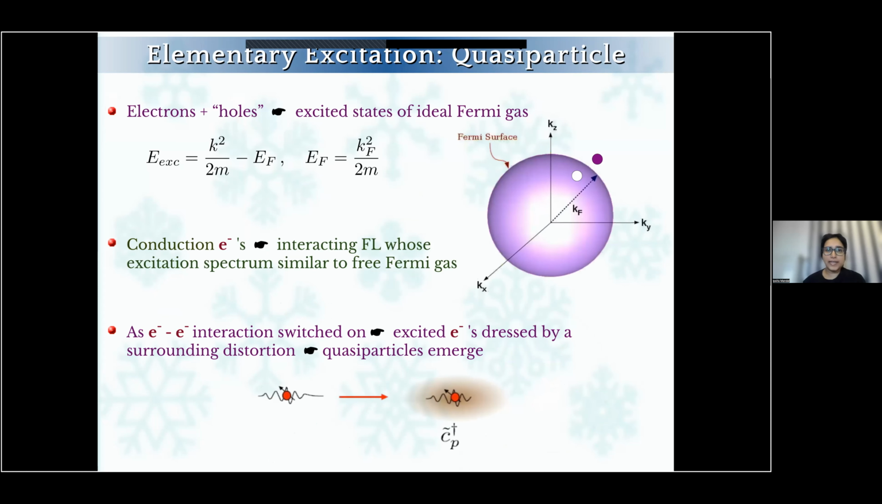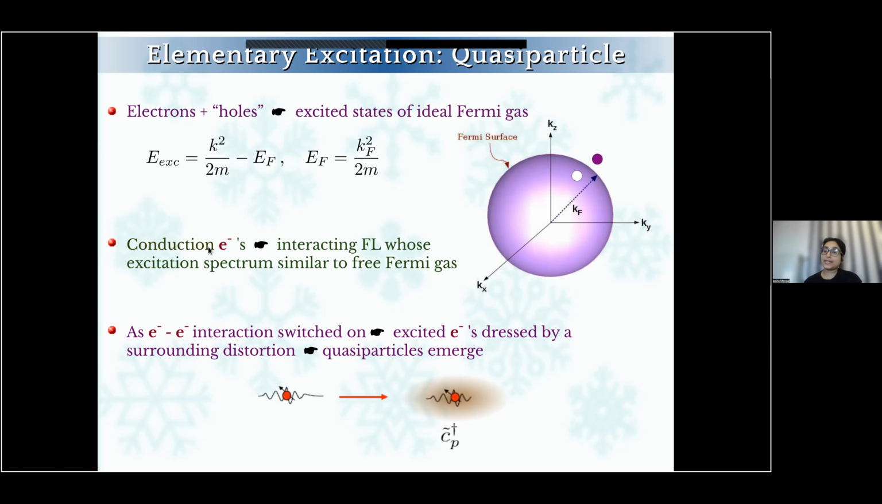Now, what are the elementary excitations of this system, which is the Fermi liquid? First, let us take an ideal Fermi gas when there is no interaction between the electrons. Then the electrons and the holes are the excited states of this ideal Fermi gas. So if we just take away an electron from the filled Fermi surface, that creates a hole. And if we add an extra electron, that creates an electron. So the energy of the excitation measured with respect to the Fermi energy is given by k squared by 2m minus EF, where EF is the Fermi energy of the system.